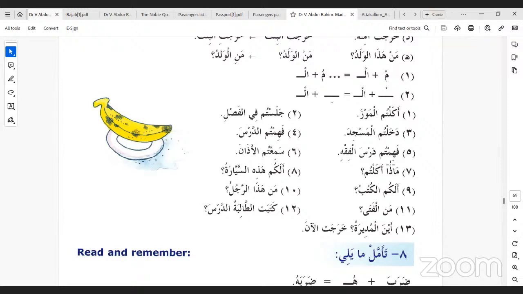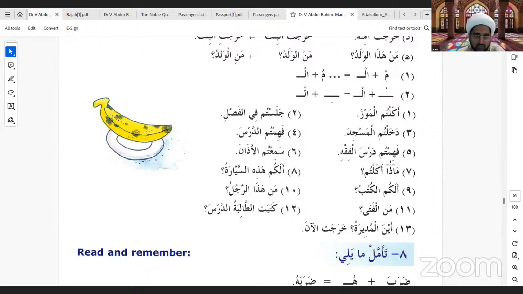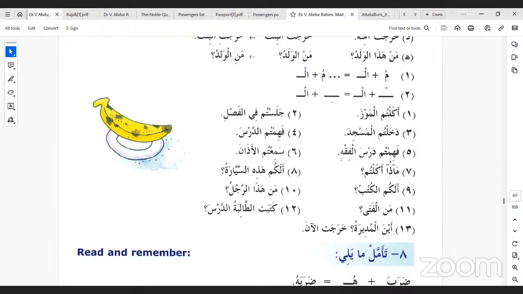I'm a little bit lost also because I wasn't with the book. Okay, that's fair enough. Okay, Sister Farwa, can you come on the mic? Sure. You want me to do number 5? Number 5. Okay.